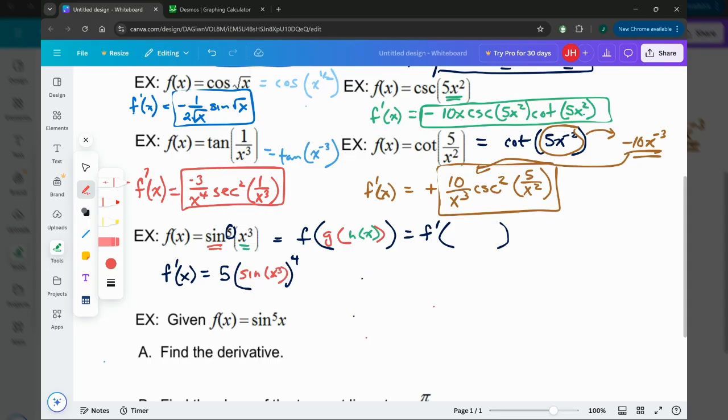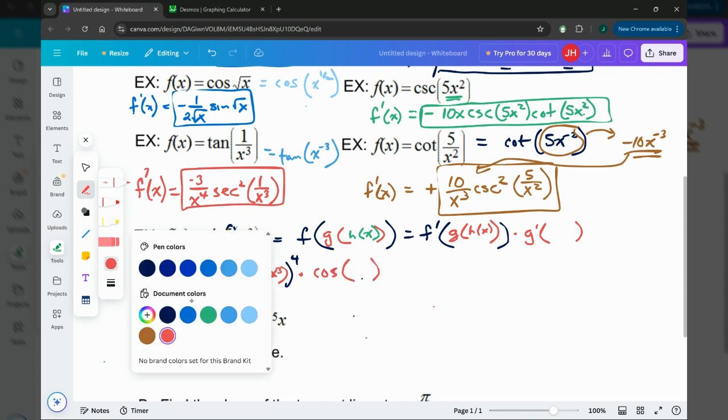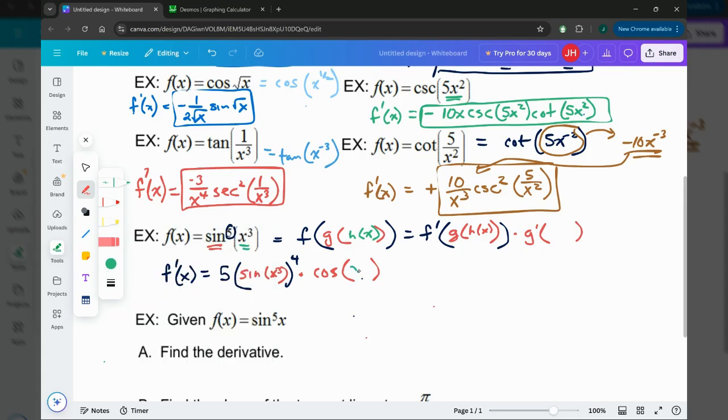We don't change that. Now I'm going to multiply by... in other words, I don't change the g of h of x on the inside. Now I'm going to multiply by g of x and multiply by its derivative. The derivative of sine is cosine, in this case, of x cubed. I did not change h of x. But what I do have to do is multiply by h prime when I'm done. So I've got to multiply by 3x squared.